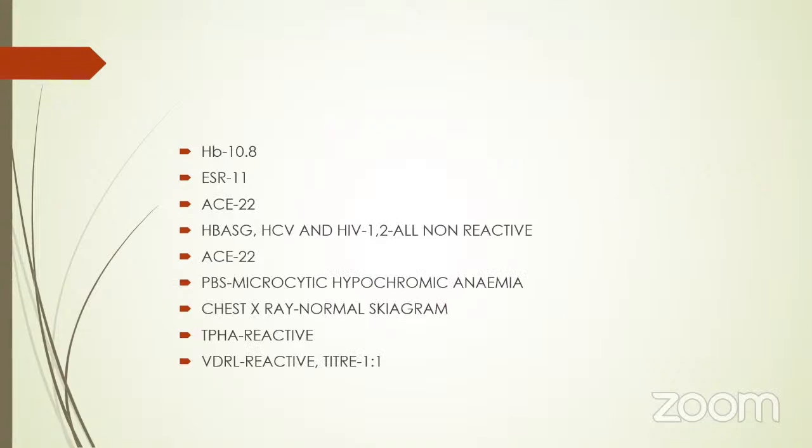In the tests, hemoglobin came to be normal, ESR was 11, ACE was 22, HBsAg, HCV, and HIV 1 and 2 were non-reactive. Peripheral blood smear showed a microcytic hypochromic anemia. Chest X-ray showed a normal skiagram. TPHA was reactive and VDRL was reactive with a titer of 1:1.